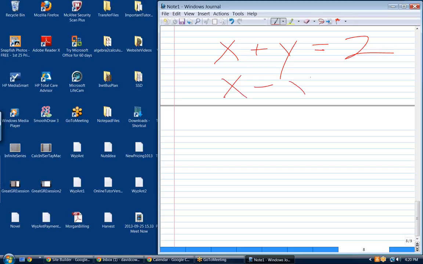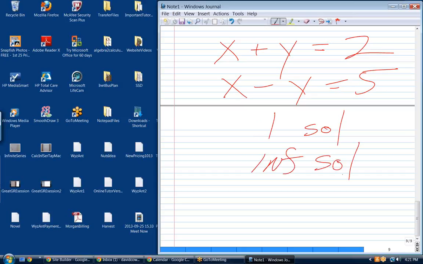When you have 2 equations and 2 unknowns, you either have one solution, which is the case most of the time. You have an infinite number of solutions, which was the case when I merely had one equation and a multiple of that equation. Or you can have no solutions. Those are the 3 possibilities.